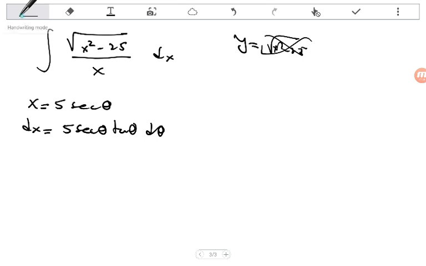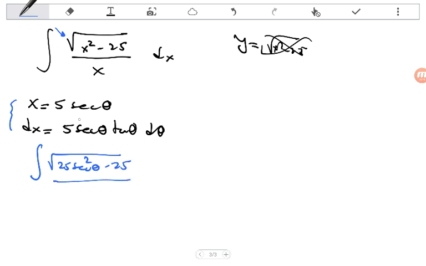Okay, now we make the substitution. Here we have decided which substitution we'll use. Now we have to apply the substitution. Integration of... now we'll apply this first in detail, then we will learn how to make it quickly. This is the root that I made the substitution for: root 25 sec squared theta minus 25, over x, which is 5 sec theta, dx, which is 5 sec theta tan theta d theta.